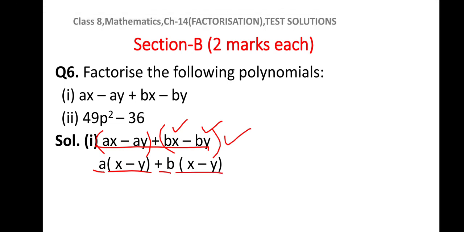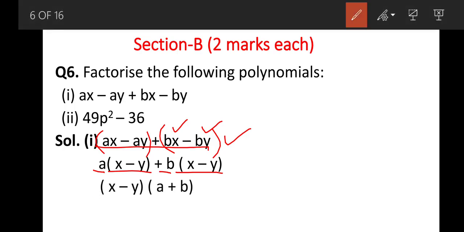So what are the 2 factors now? x minus y, a plus b. So your answer is x minus y, a plus b. These are the factors of the given polynomial. Now coming to the second part.